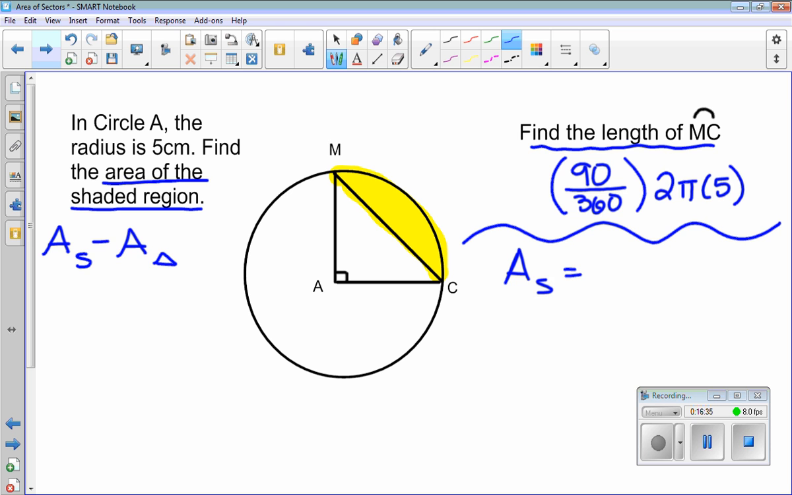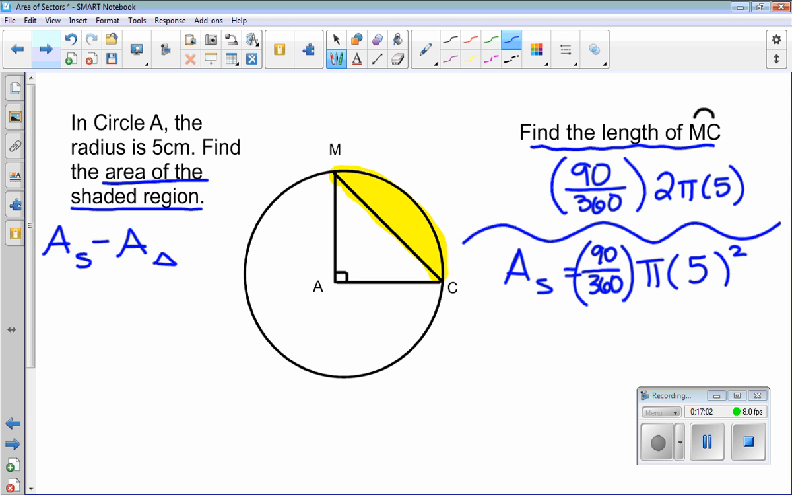Good. So I'm going to start with pi r squared, and instead of r, I'm going to write what? What's the radius here? 5, okay? And instead of the entire area, I want part of it. So what degree measure over 360 do I want? What degree measure am I looking at here? 90. Good, Ashley. Absolutely.